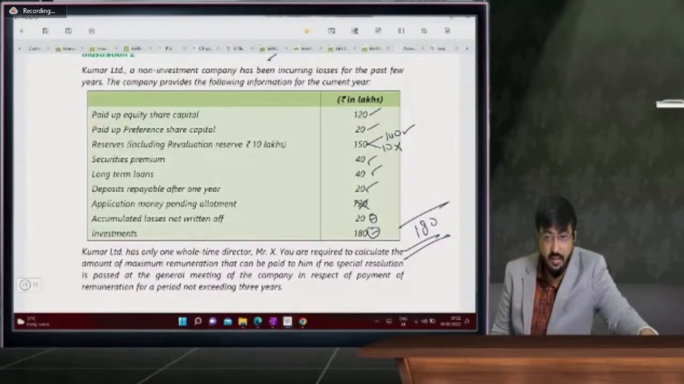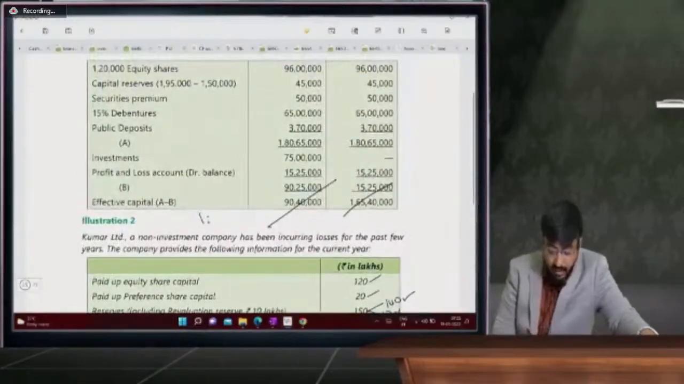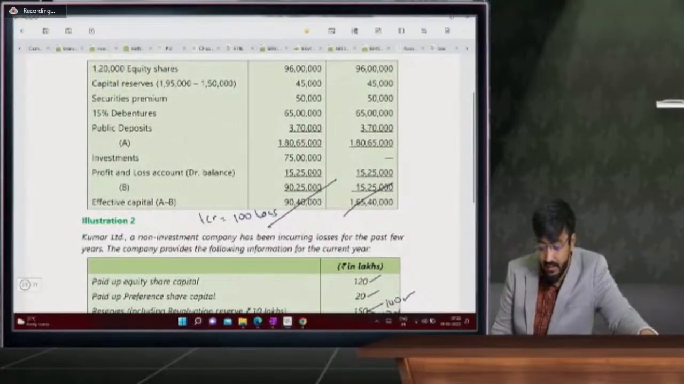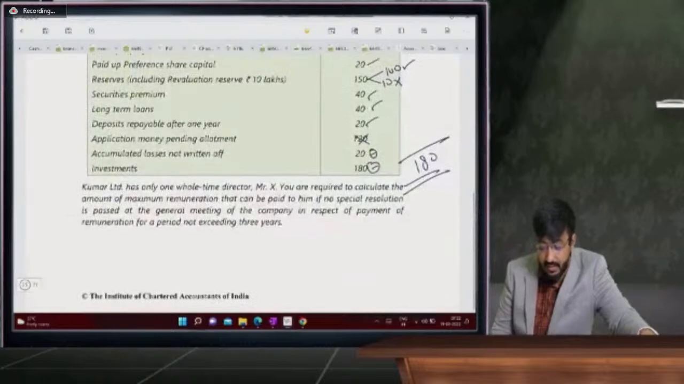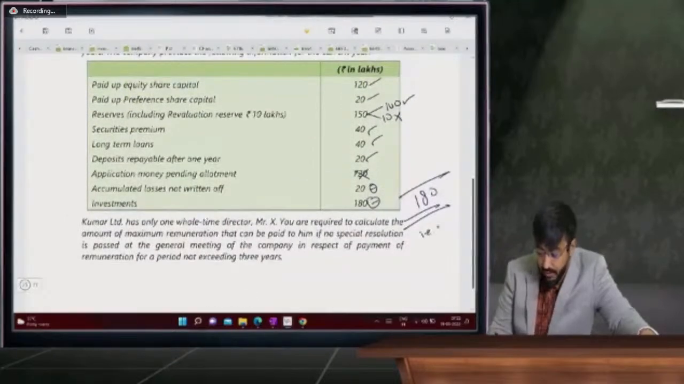What is the answer? Are you getting 180? Same answer. 180 lakhs. 180 lakhs means less than 5 crores. 1 crore is equal to 100 lakhs. So 180 lakhs is 1.8 crores.